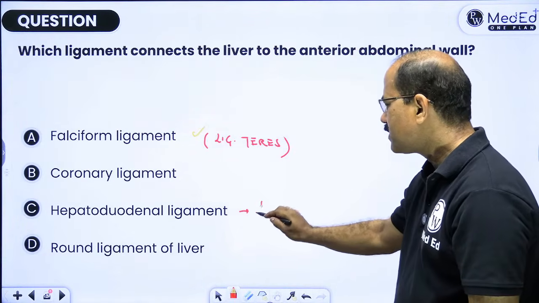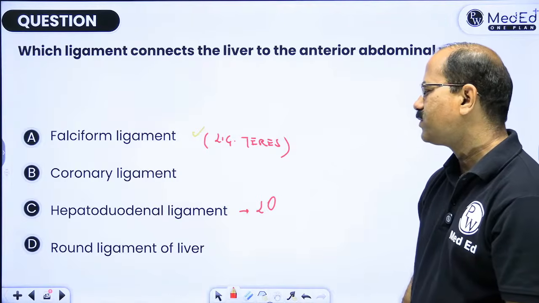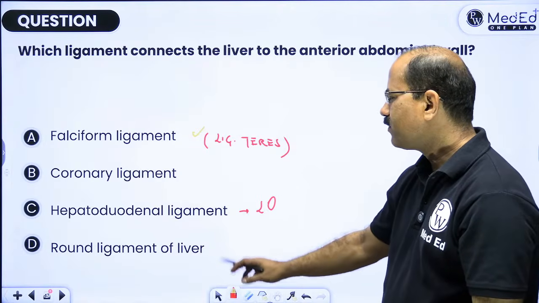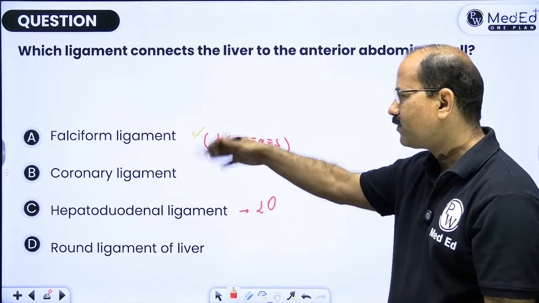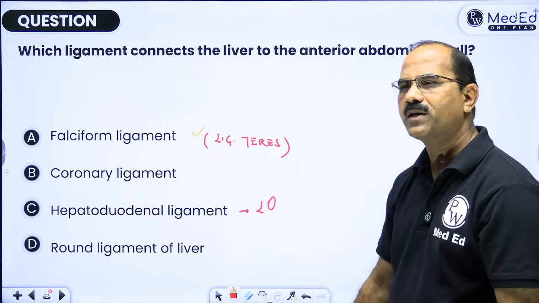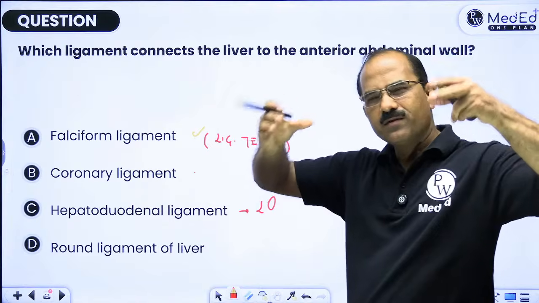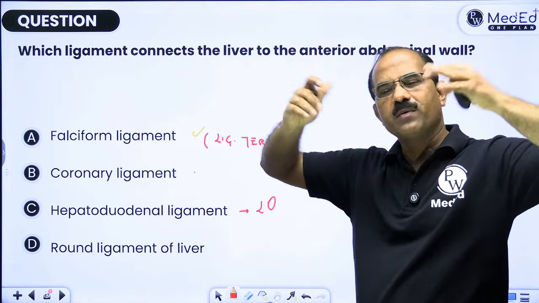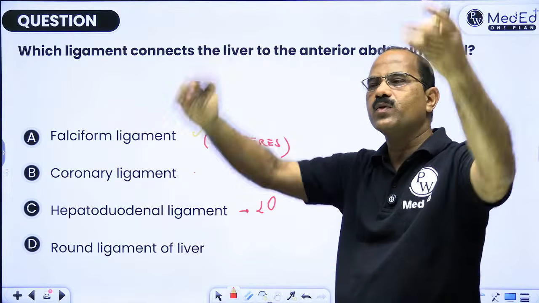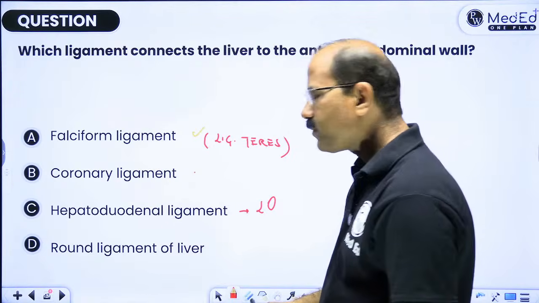Hepatoduodenal ligament. This is the lesser omentum. यही है lesser omentum. And round ligament of liver is the falciform ligament. वही है. Same. Coronary ligament is the one which holds the liver to the diaphragm. Diaphragm को वो connect करता है. That's coronary ligament.